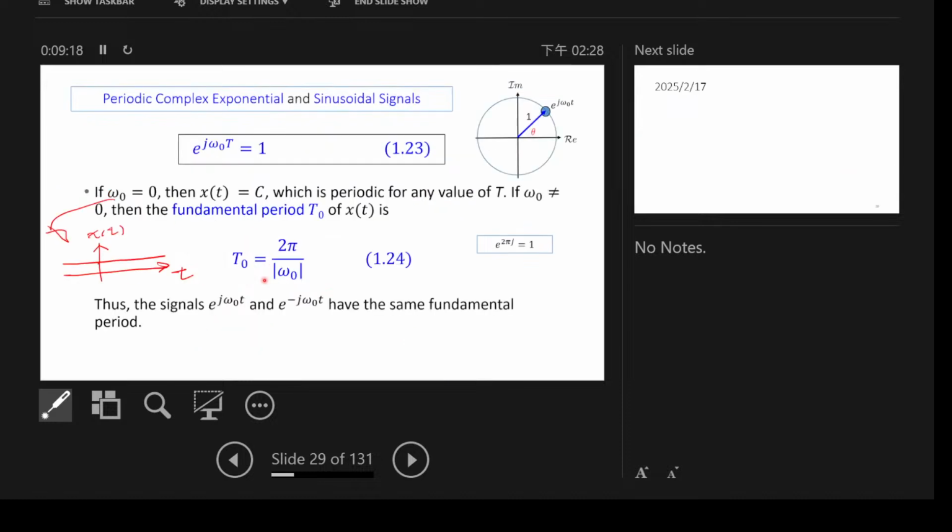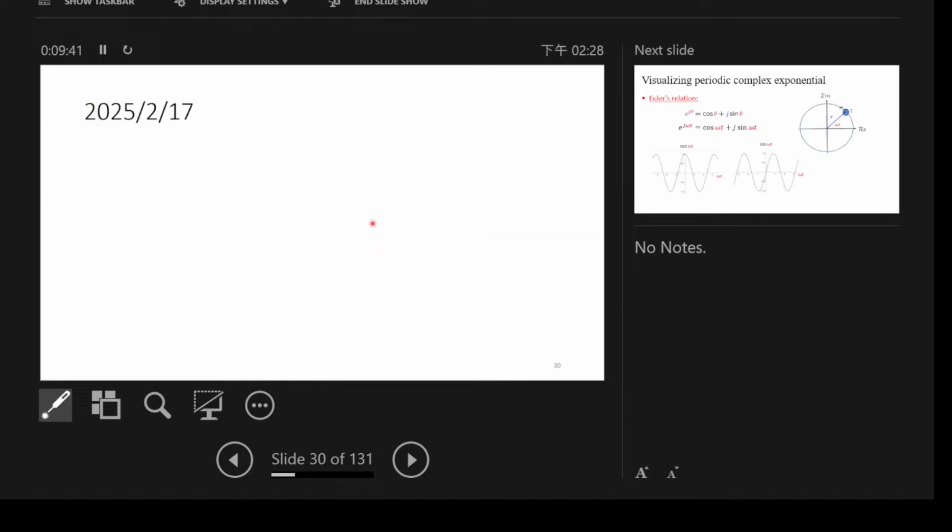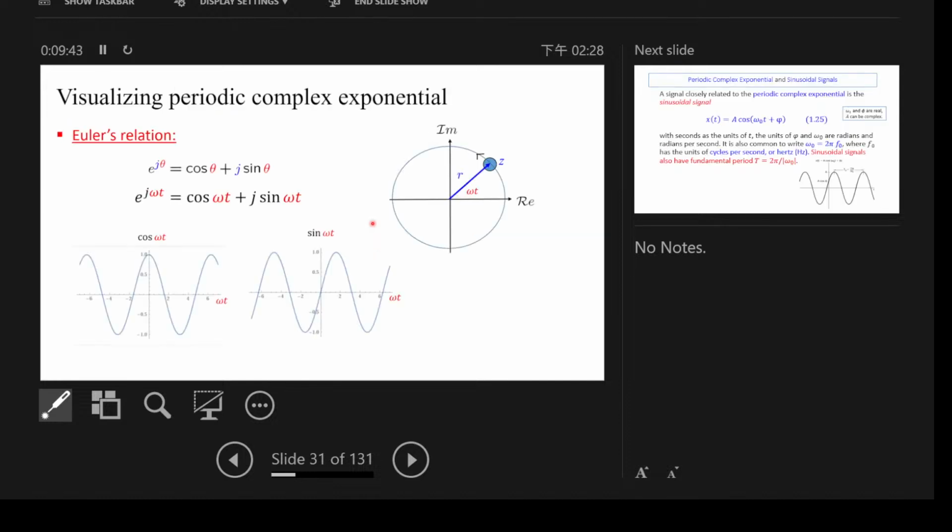Okay? And then we can solve for when it's periodic, and we can solve for its period. Its period will be 2 pi divided by the absolute value of omega naught. From this you see e to the j omega naught t and e to the minus j omega naught t have the same fundamental period. They are both rotating, and we now have a better visualization of this periodic complex exponential.